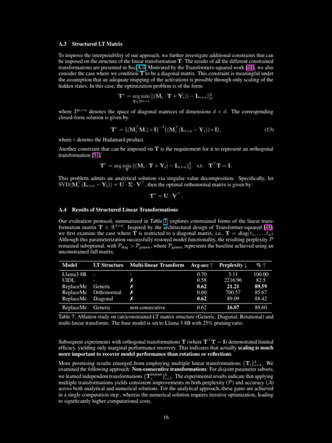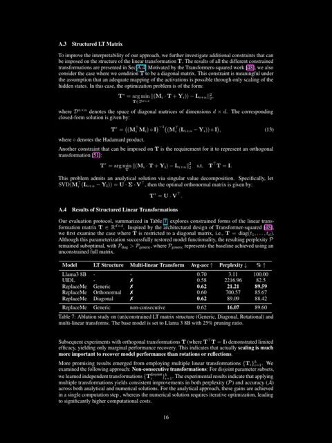Subsequent experiments with orthogonal transformations T, where T^T T equals I, demonstrated limited efficacy, yielding only marginal performance recovery. This indicates that actual scaling is much more important to recover model performance than rotations or reflections. More promising results emerge from employing multiple linear transformations T_i, i equals 1 to K. We examined the following approach: non-consecutive transformations for disjoint parameter subsets. We learned independent transformations for disjoint subsets. The experimental results indicate that applying multiple transformations yields consistent improvements in both perplexity and accuracy across both analytical and numerical solutions. For the analytical approach, these gains are achieved in a single computation step, whereas the numerical solution requires iterative optimization, leading to significantly higher computational costs.